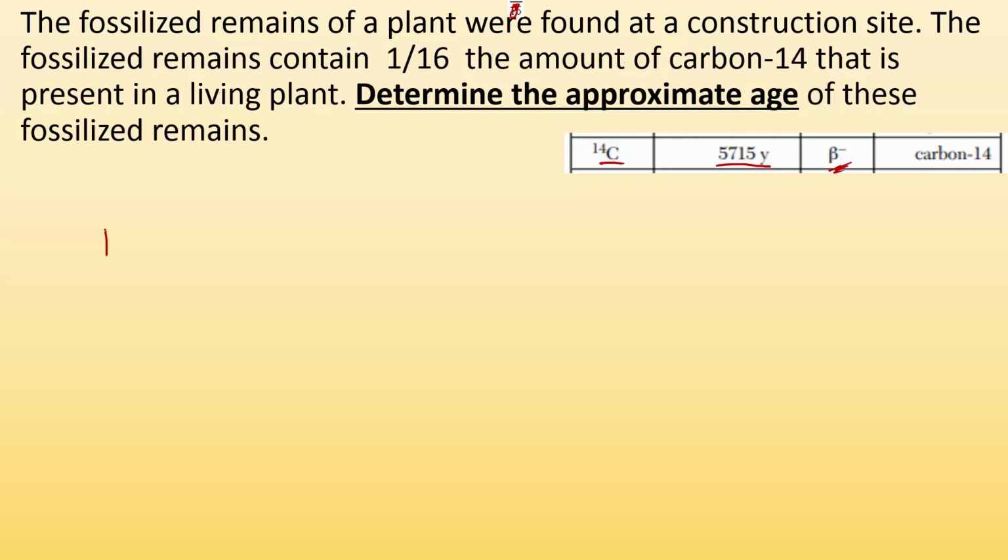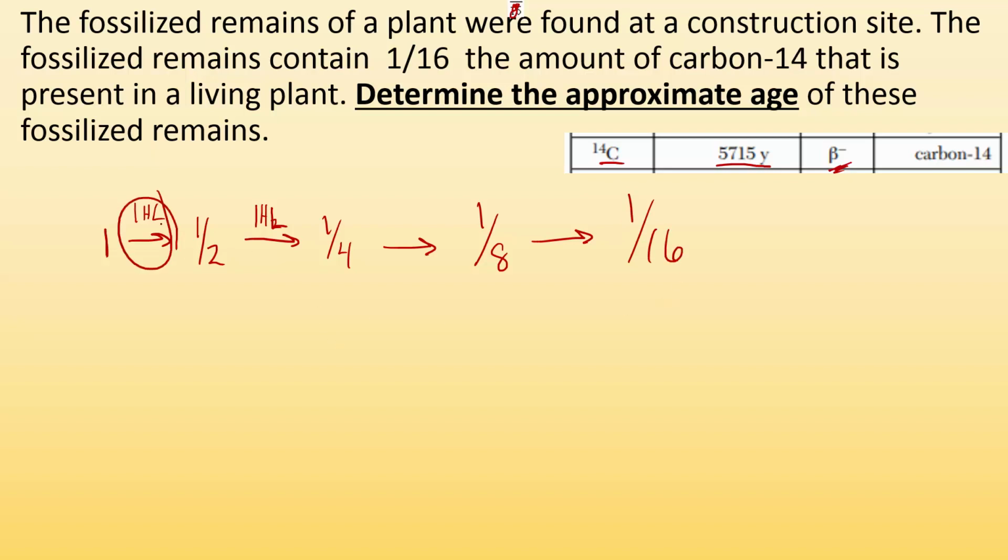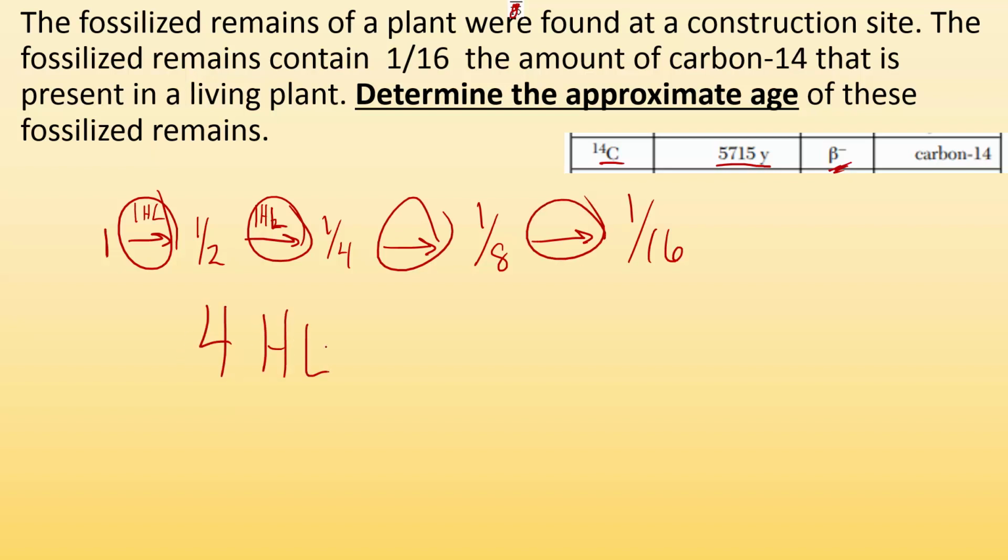So let's figure out, if I started with one whole amount, one half-life goes by, I now have 1/2 the amount. If I cut a half in half after another half-life, I'm going to have 1/4. Another half-life goes by, and I have 1/8. Another half-life goes by, half of 1/8 is 1/16. So how many half-lives have gone by? Well, here's one half-life, another one, another one, and another one. So that tells me that I have had 4 half-lives.